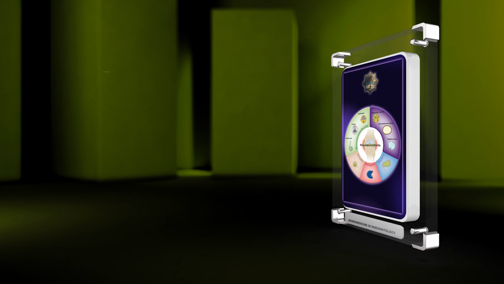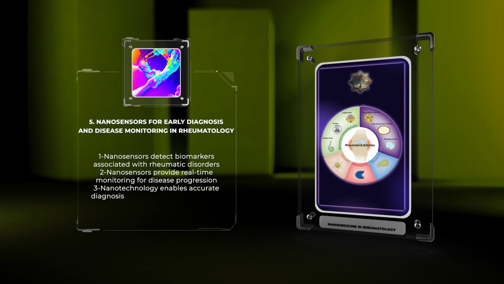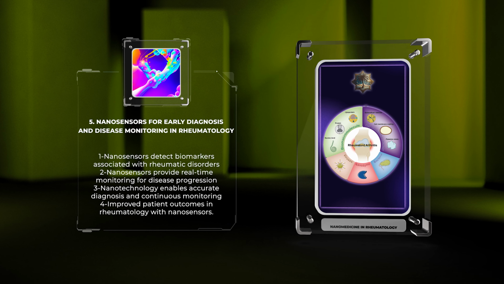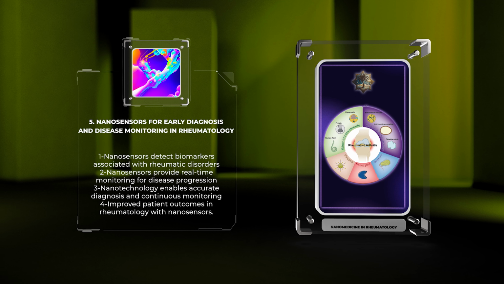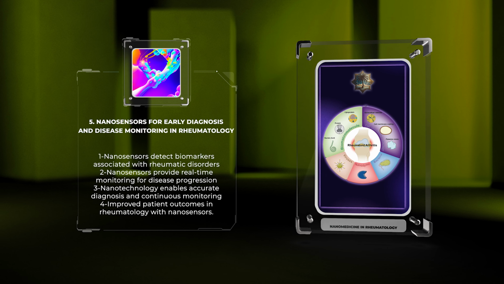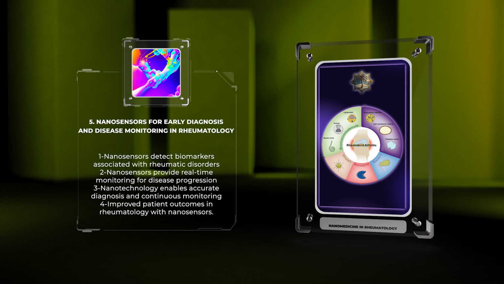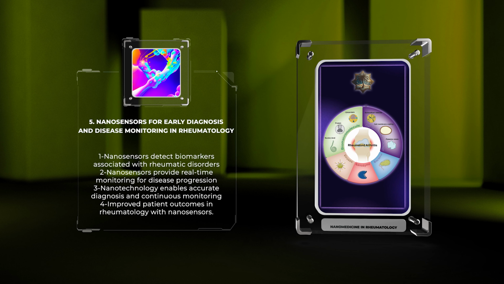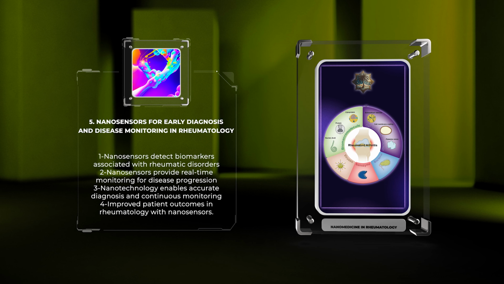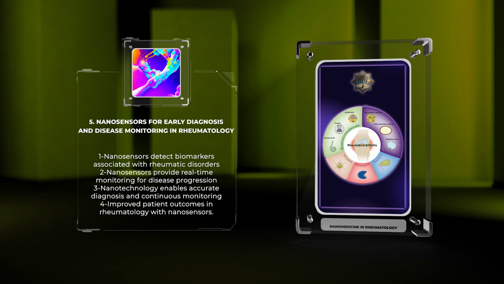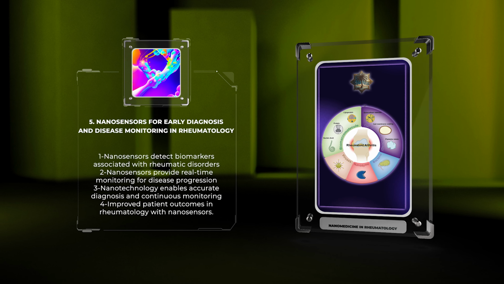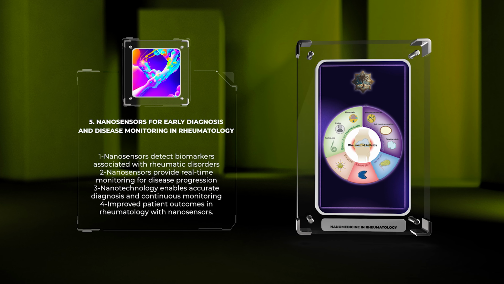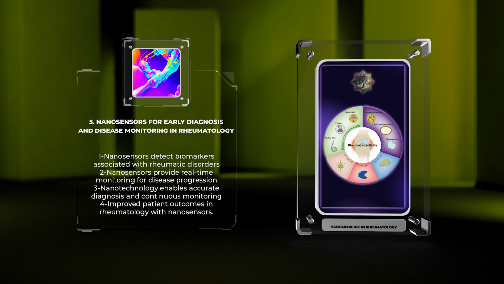Early diagnosis and continuous monitoring of rheumatic disorders are critical for successful disease management. Nanosensors, with their highly sensitive properties, offer a new frontier in detecting biomarkers associated with these conditions. Nanosensors, typically designed as nanoscale devices or nanostructured materials, can detect specific disease-related molecules in bodily fluids or tissues. They provide real-time monitoring, enabling clinicians to assess disease progression and therapeutic response accurately. By leveraging nanosensors, healthcare professionals can initiate timely interventions and tailor treatment plans, leading to improved patient outcomes in rheumatology.